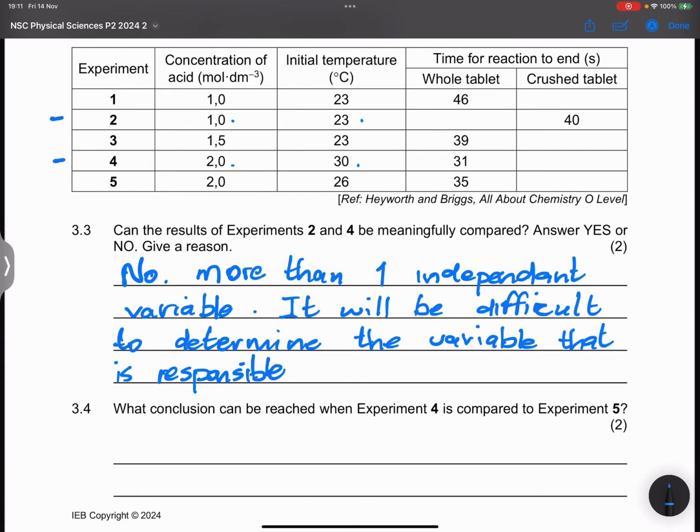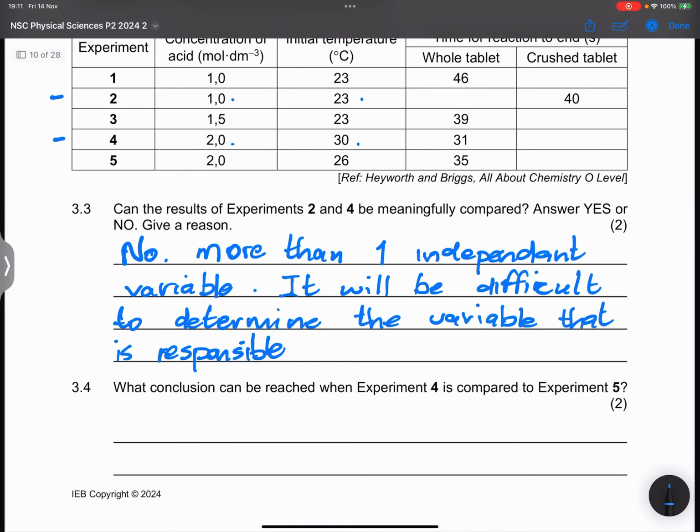You get that, ladies and gents. So for a fair test, you always need to have only one independent variable. There must only be one thing that you are changing in your reaction, right, in your comparison, so that you can tell which one has the effect on the rate of reaction.